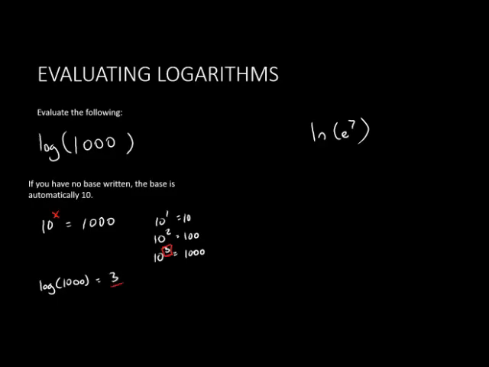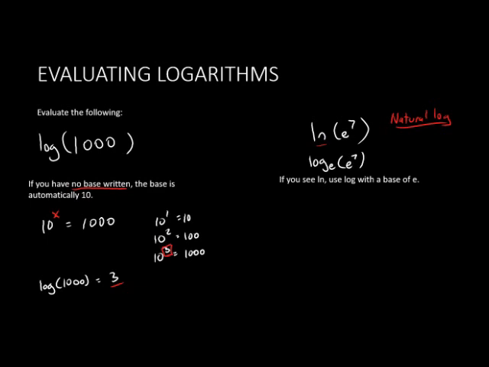So remember, anytime you have no base written, the base is ordinarily 10. If there's a base other than 10, it will be indicated. The only exception to this rule is our last example, ln. ln stands for natural log. If you see an ln, this is just a log with a base of lowercase e, Euler's constant. We can rewrite this as log base e of e to the 7th power.